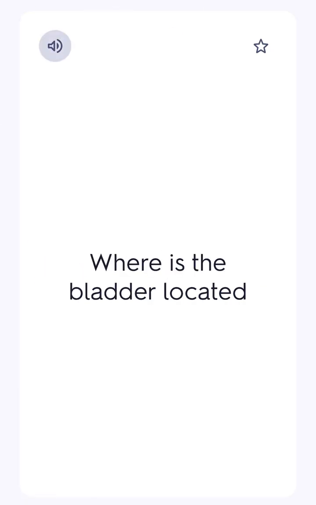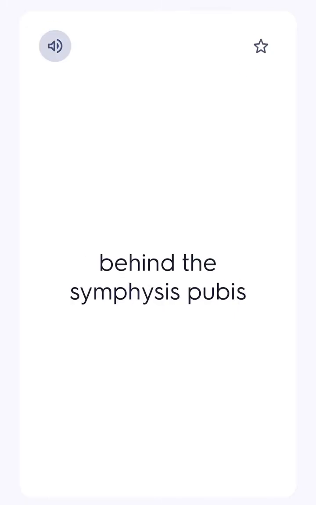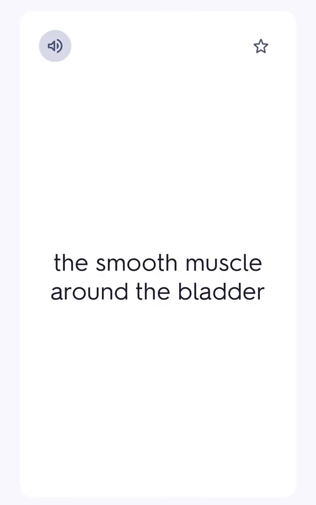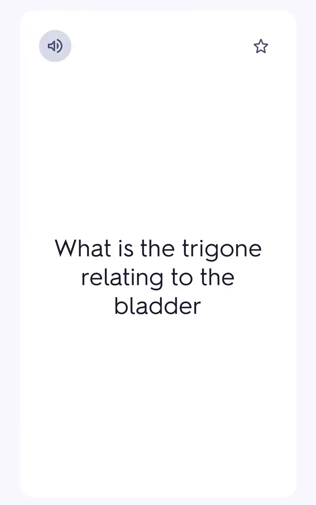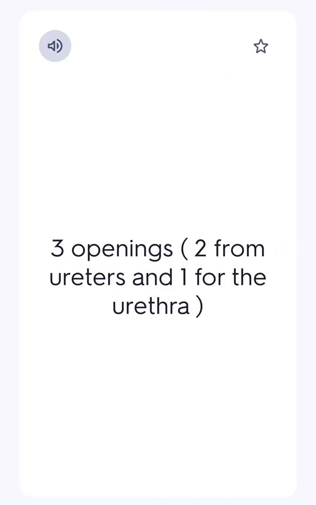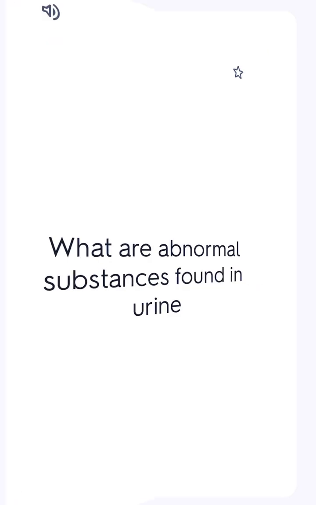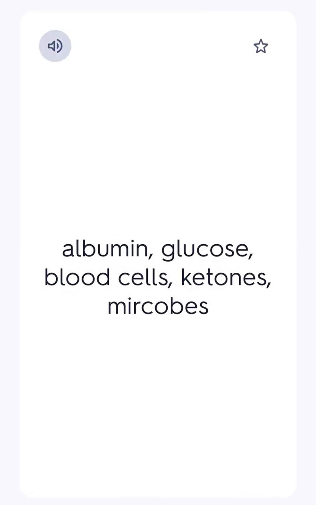Where is the bladder located? Behind the symphysis pubis. What is the detrusor muscle? The smooth muscle around the bladder. What is the trigone relating to the bladder? 3 openings. What are abnormal substances found in the urine? Albumin, glucose, blood cells, ketones, microbes.